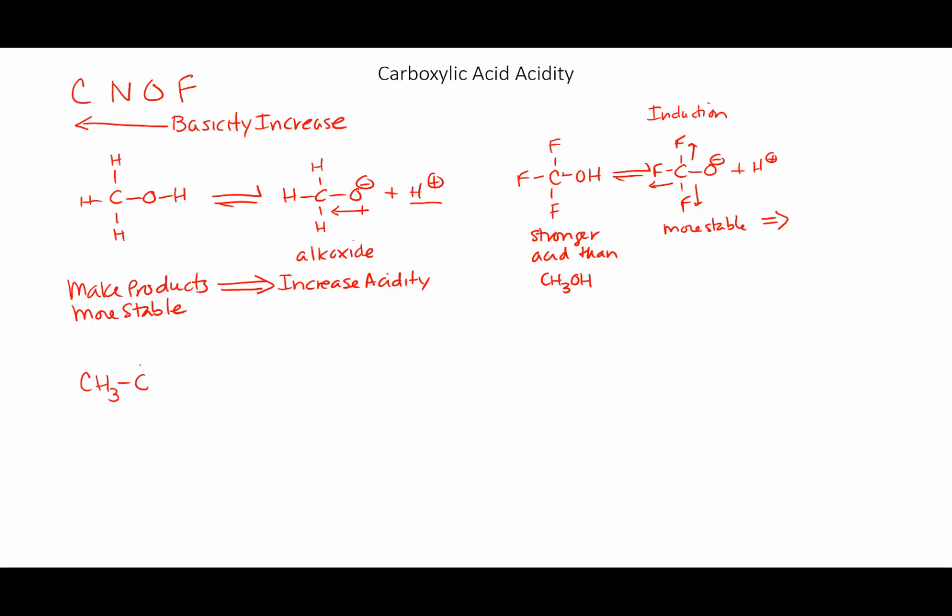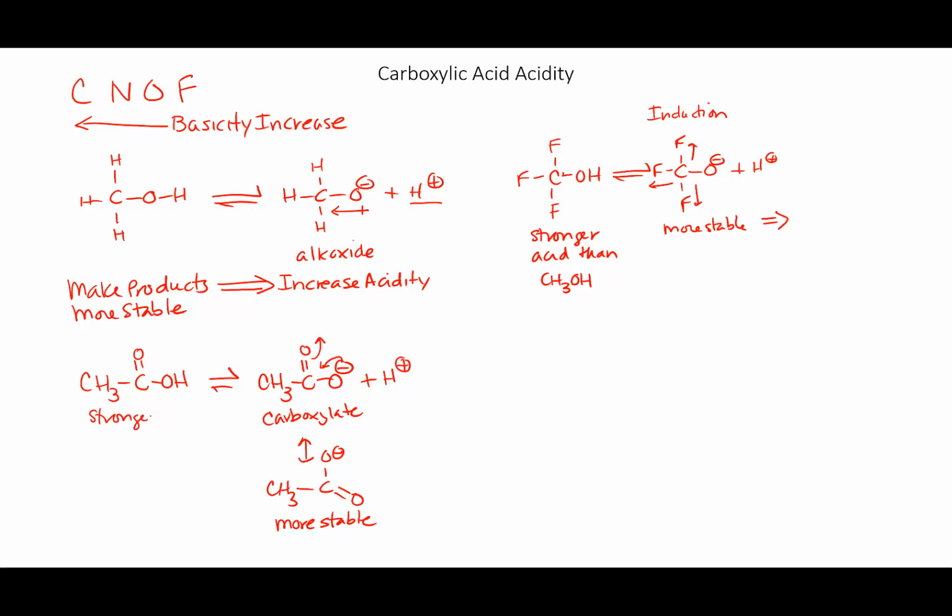So if I have something like a carboxylic acid and I write its equilibrium, what am I going to end up with? Well, I'm going to end up with the carboxylate, right? And the carboxylate is going to be stable by resonance, right? Because I can take this pair of electrons, move here, move that pair of electrons, so I can draw two resonance structures for this. So that's going to make the carboxylate more stable than an alcohol. And so this is going to be a stronger acid. So when we look at the carboxylic acids, they're going to be stronger acids than alcohols are.